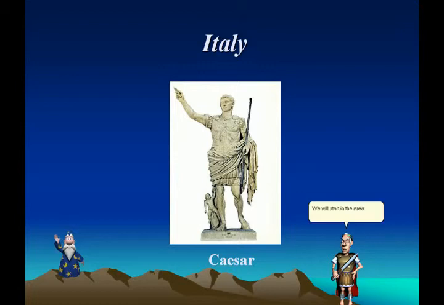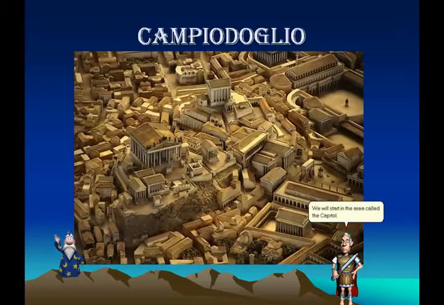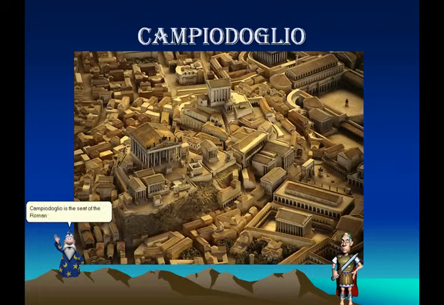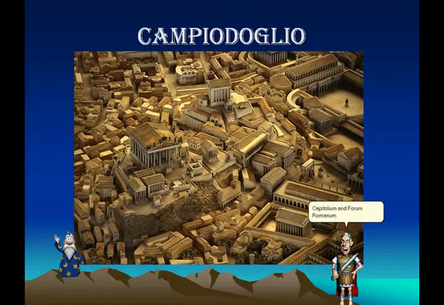We will start in the area called the Capitol. Campidoglio is the seat of the Roman municipality. The immortal letters SPQR represent the words Senatus Populusque Romanus, meaning the Senate and people of Rome. This is a model showing the Capitolium and Forum Romanum.